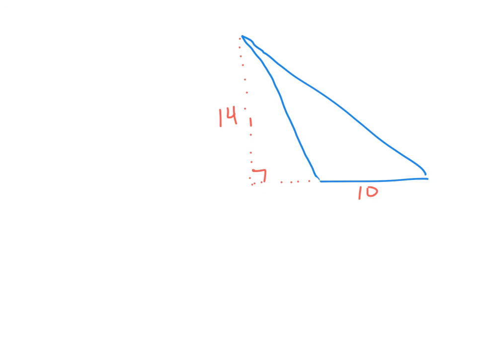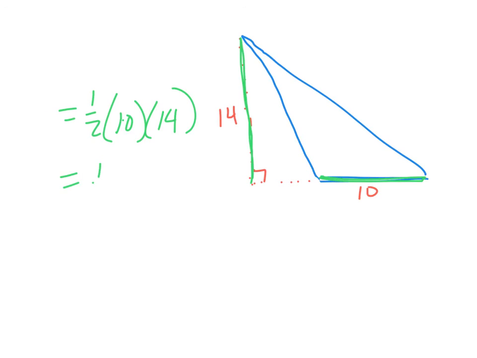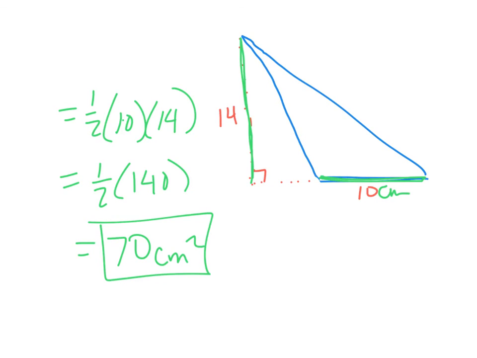Okay, you still treat this as this part being your base. Let me use a different color. This part being your base, the difference is this part's your height. So I would still say 1/2 times base times height. So 1/2 of 10 times 14 is 140. And then divide that by 2. So I would get 70. And let's just say this is centimeters. Okay, so sometimes they design it a little funky, but the math still works.